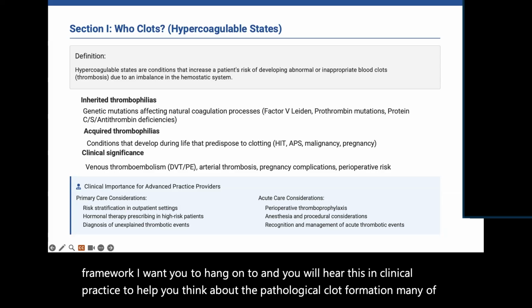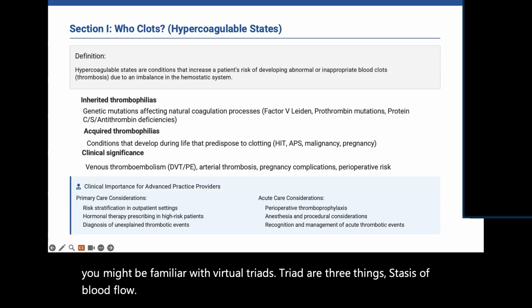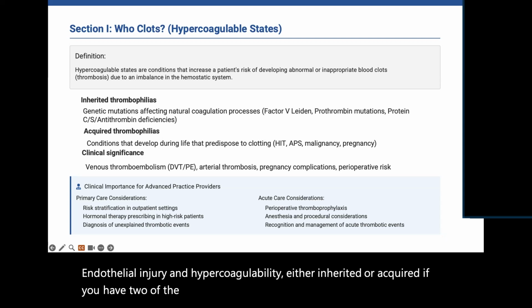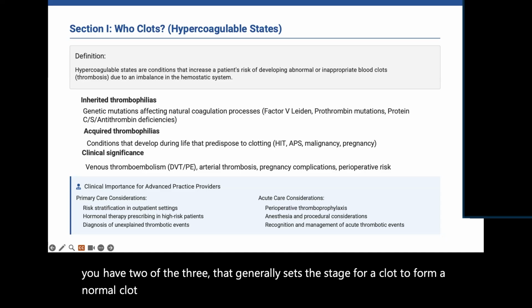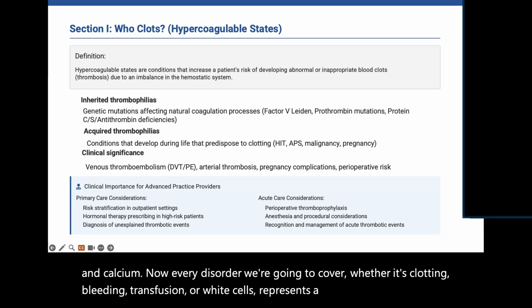Many of you might be familiar with Virchow's triad. Virchow's triad are 3 things: stasis of blood flow, endothelial injury, and hypercoagulability, either inherited or acquired. If you have 2 of the 3, that generally sets the stage for a clot to form. A normal clot is a result of this delicate balance of platelets, clotting factors, and calcium. Now, every disorder we're going to cover, whether it's clotting, bleeding, transfusion, or white cells, represents a breakdown in one piece of this balancing act.